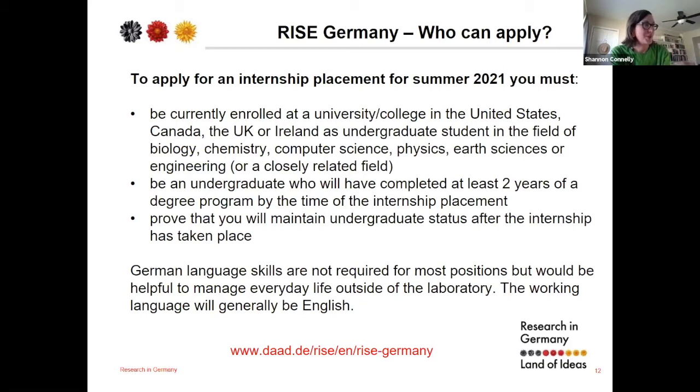So you're going to be an undergrad who's completed at least 2 years of a degree program by the time of your placement. So not by the time you apply, but by the time you would start your internship in summer 2021, you'll need to have completed 2 years of your program. And you'll need to prove that you will maintain continuing status after the internship. So this isn't for folks who are about to graduate.